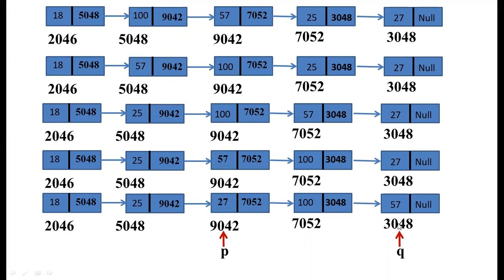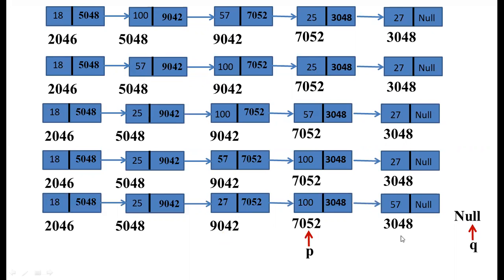Once after swapping, again the cursor need to go to this location. Q value became null. So the third iteration is complete. The meaning is third iteration is complete. So after completing the third iteration, third smallest value is in the third node. So after that, we need to move the cursor pointer to this location.